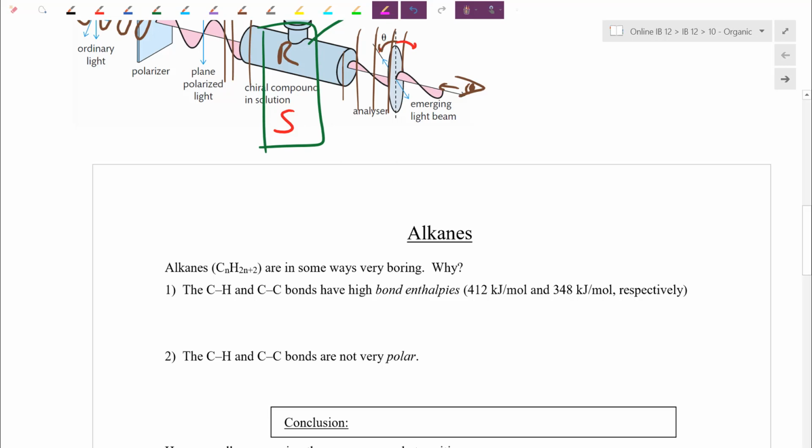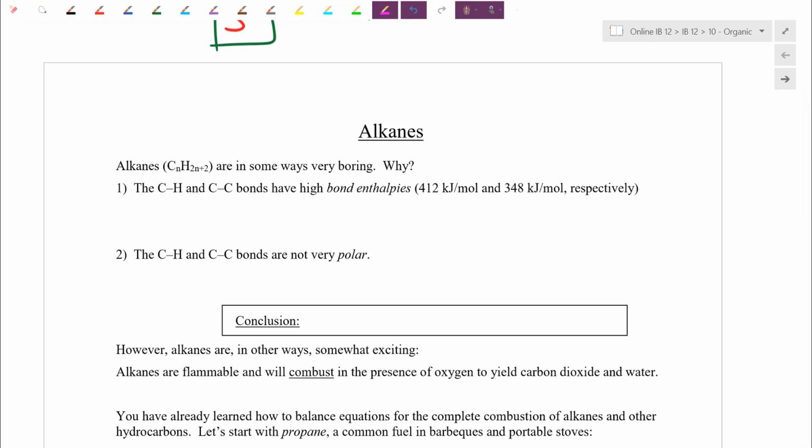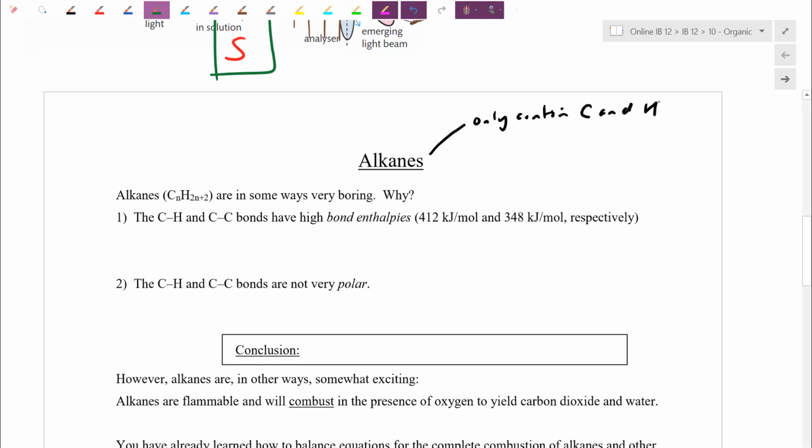So if you can just pull out your notes page here on alkanes. What do we know about alkanes so far? Alkanes only contain C's and H's, right? These ones here, you can refer to them as hydrocarbons. Of course, later on, you can actually substitute other groups in that would give it different behaviors.